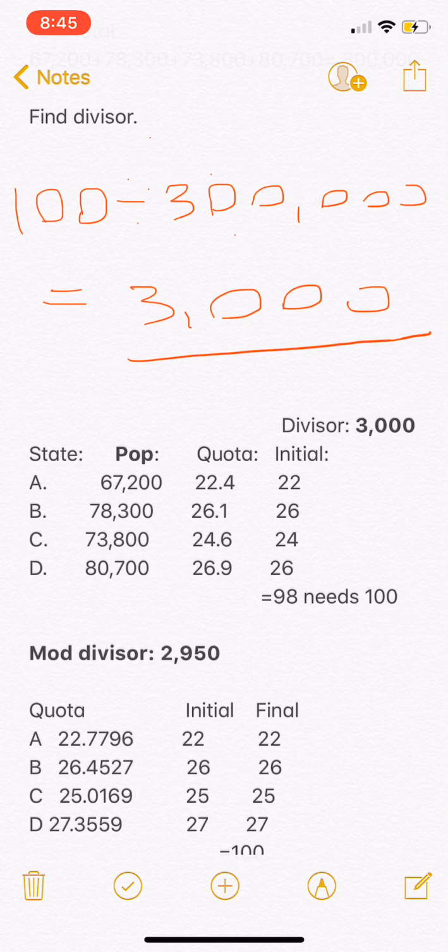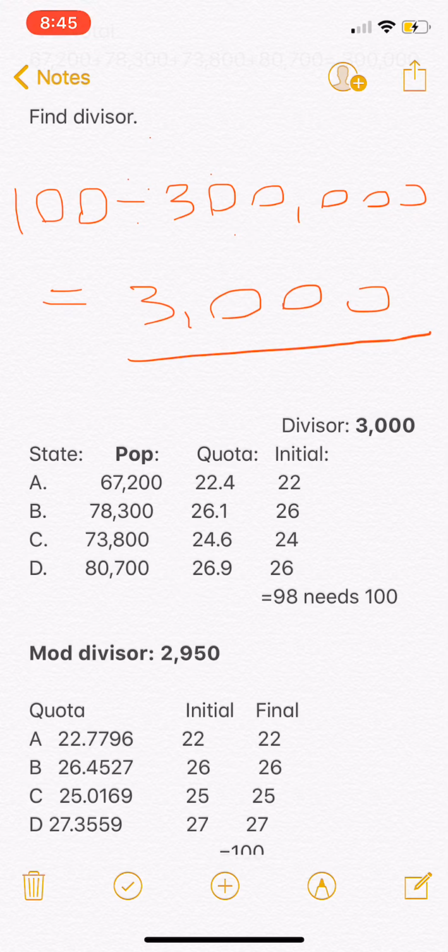So for state A, it would be 22. For B, it would be 26. For C, it would be 24. And D, it would be 26. So we add all of these up, and the total would be 98. But as you remember, we have 100 seats in legislature, so we will need to modify our divisor to reach 100. So the modified divisor would be 2,950.